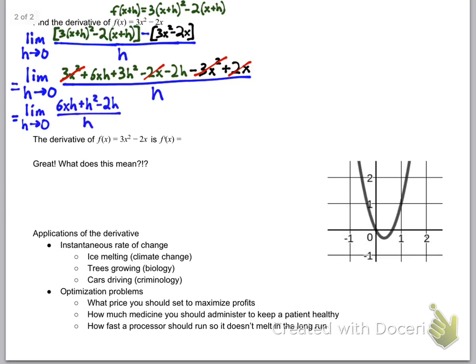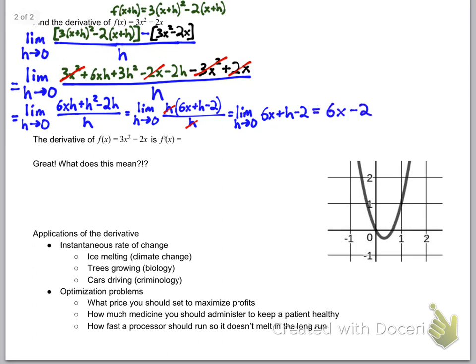Notice we still can't plug in 0, so I'm going to factor out the h. Also notice I'm writing down limit as h approaches 0 every time because that's very important to include. And we divide out the h. We get the limit as h approaches 0 of 6x plus h minus 2. Plug in 0 here, and you get 6x minus 2. And that, ladies and gentlemen, is our derivative, 6x minus 2. So the derivative of f of x equals 3x squared minus 2x is 6x minus 2. Great. What does that mean?